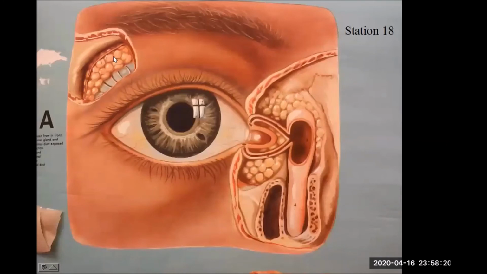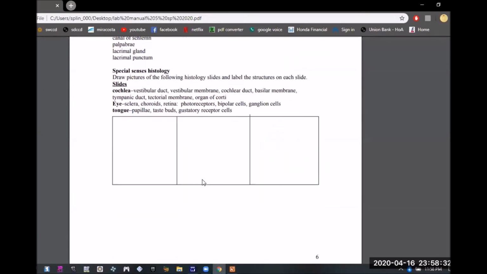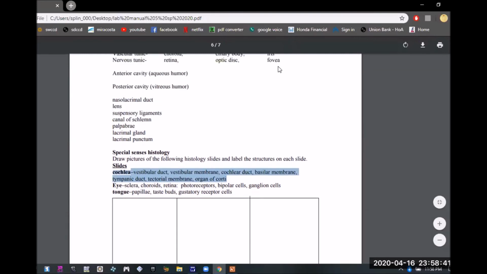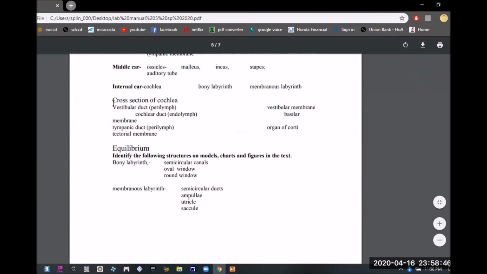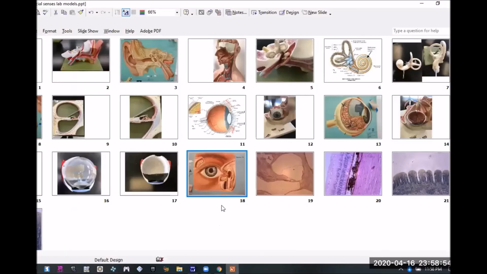And again, we've already gone through the lacrimal gland, lacrimal punctum, and the eyelids called palpebrae. So we'll move on now to the histology, and we're looking at, once again, the cochlea in cross-section. And all of this cochlea histology will be just like the model that we covered for this section. All of those same terms. So let's just go to the tissue sample.